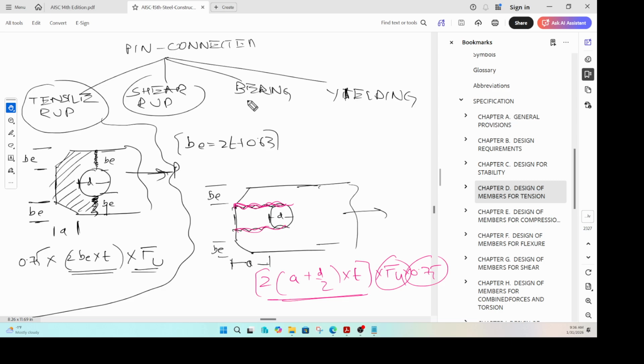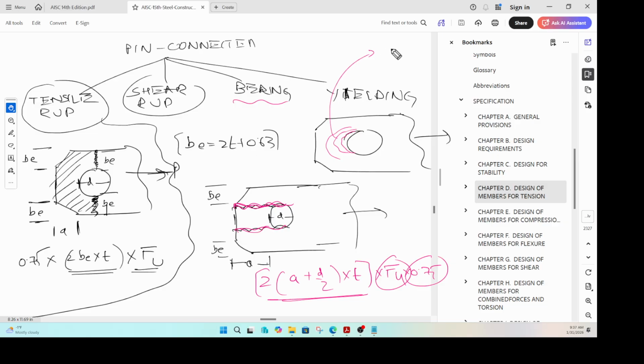Now let's talk about bearing. Bearing is when you have your plate like that, right? This is the hole, and then load is being applied. So near the bolt area, you might see bearing failure like that. And bearing failure, again, we'll see all these formulas, but that is a function of your projected length, right? So how do I find the bearing strength?